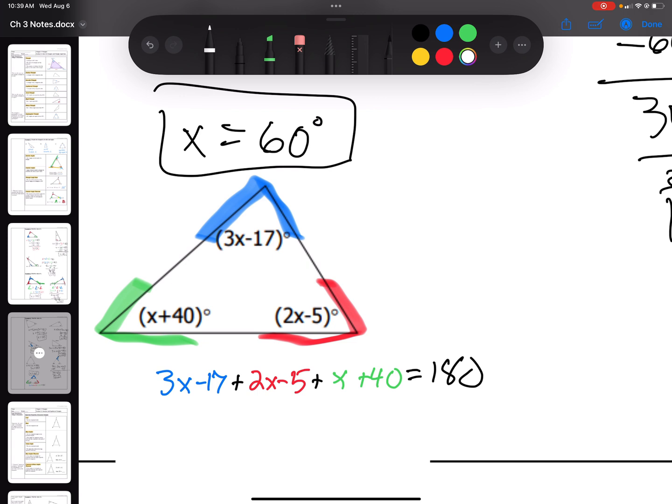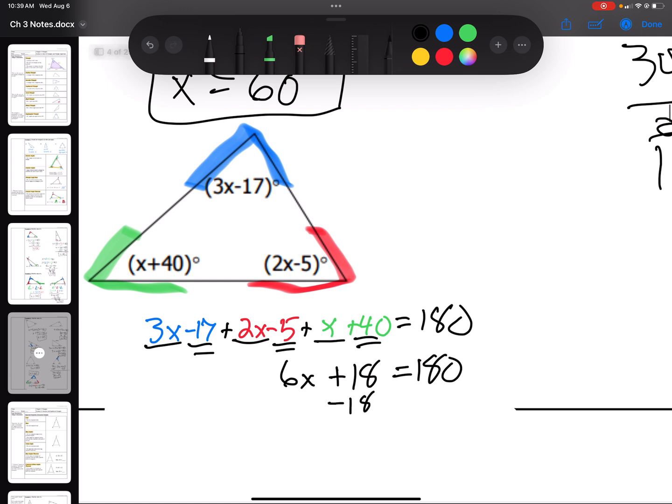Now this looks like a big scary problem, but it's not. We can combine our like terms. We've got 3x, 2x, and x. That'll give me 6x. I can combine my constants. Okay, I've got the -17. I've got the -5. I've got the +40, which if I combine them together, I'll get 18.